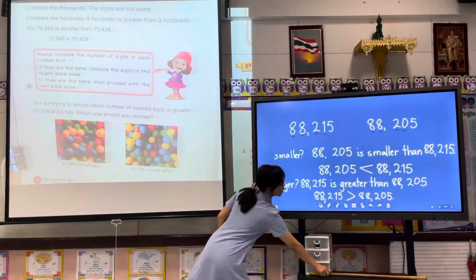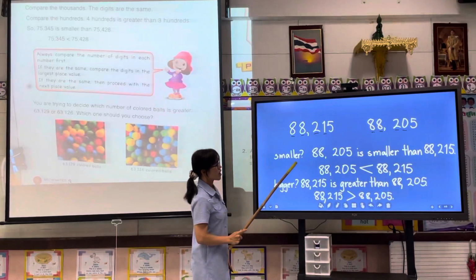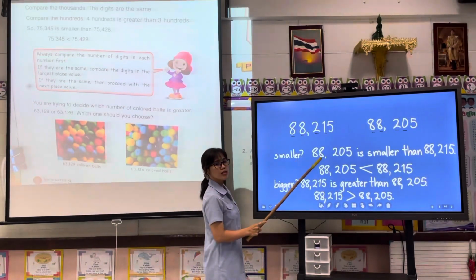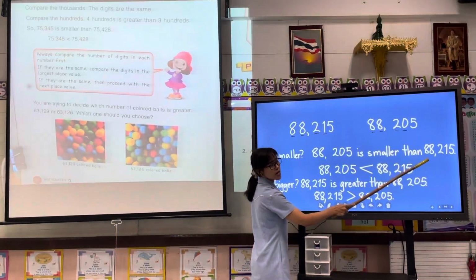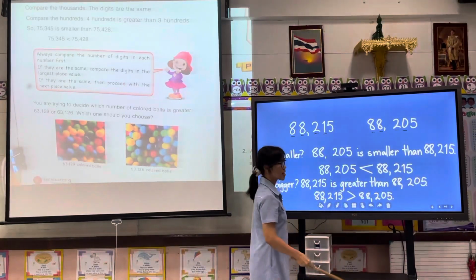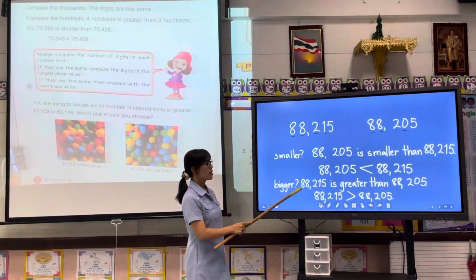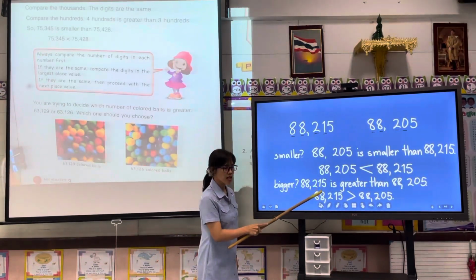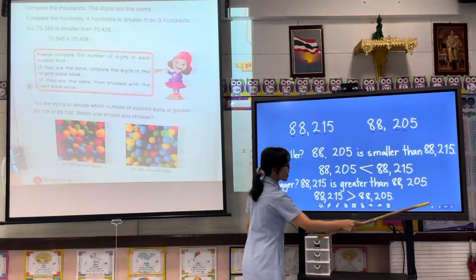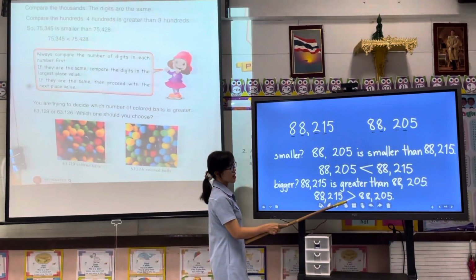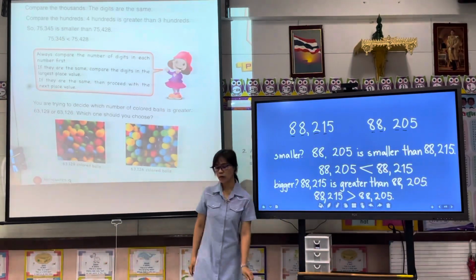Let's read. I want you to also read. Which is smaller? Everybody? 88,205 is smaller than 88,215. That's our sign. Which is bigger or greater? 88,215 is greater than 88,205. This is the greater than sign. Smaller than sign. I hope you get it.